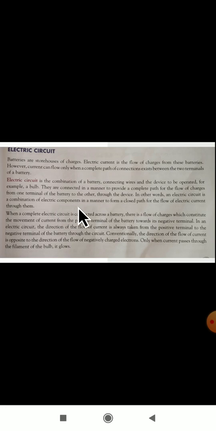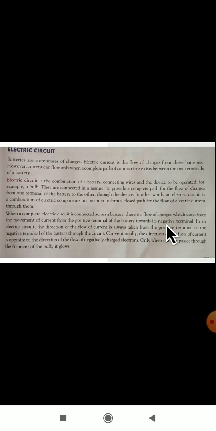When a complete electric circuit is connected across a battery, there is a flow of charges which constitutes a movement of current from the positive terminal of the battery towards the negative terminal of the battery. As you all learnt already, if you connect a battery, how will the current flow? The current will flow from the positive terminal to the negative terminal. Always the current flows in a path from positive to negative, not from negative to positive. You have to remember this. It will flow from the positive terminal of the battery towards the negative terminal.